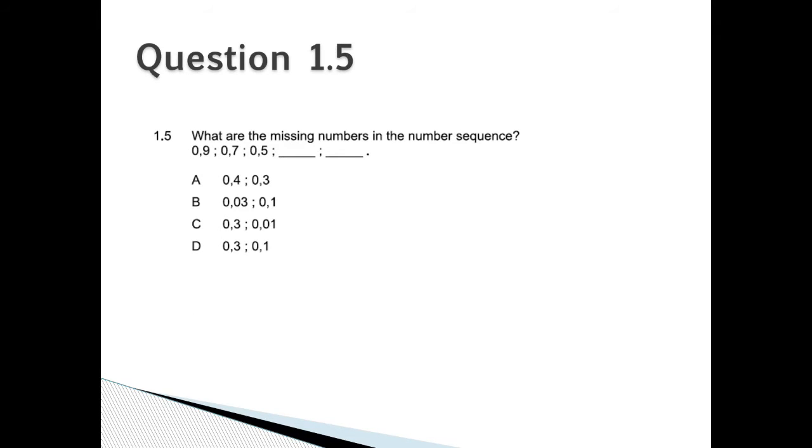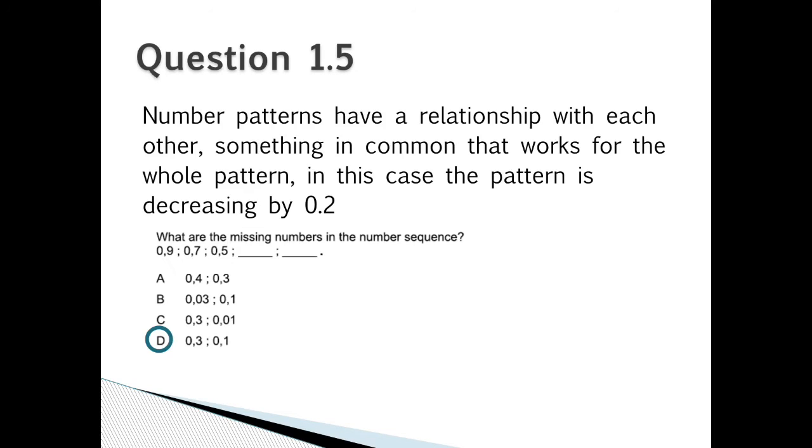Question 1.5. What are the missing numbers in the number sequence? 0.9, next number, 0.7, next number, 0.5. Is it A, 0.4, 0.3? Is it B, 0.03, then 0.1? C, 0.3, then 0.01? Or is it D, 0.3 and then 0.1? Number patterns have a relationship with each other, something in common that works for the whole pattern. In this case, the pattern is decreasing by 0.2. So your missing numbers are D, 0.3 and then 0.1.